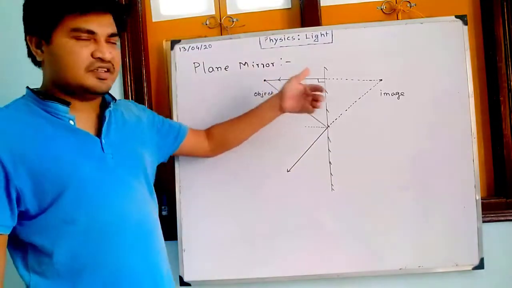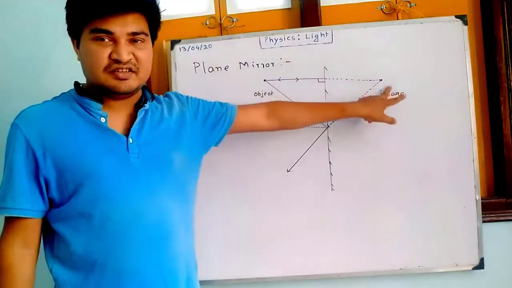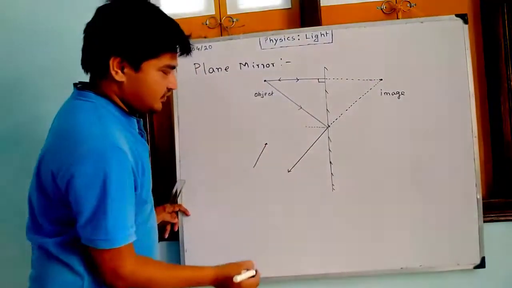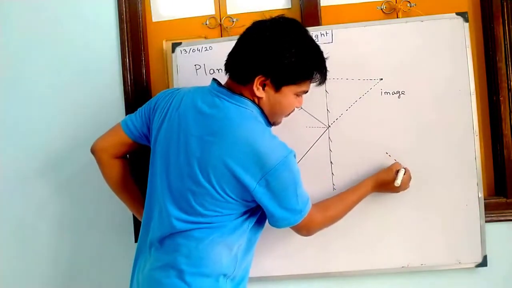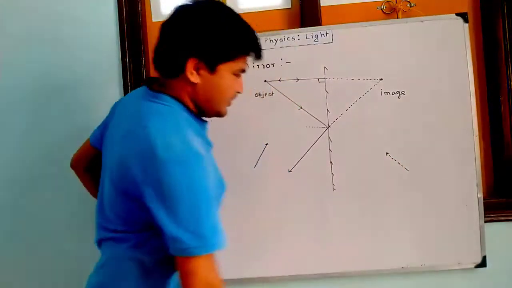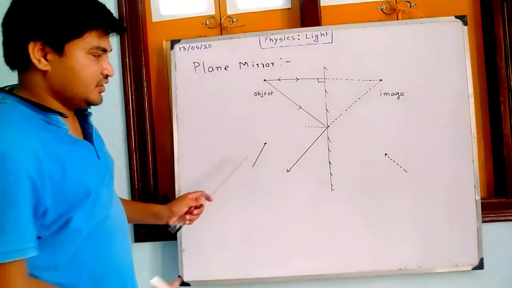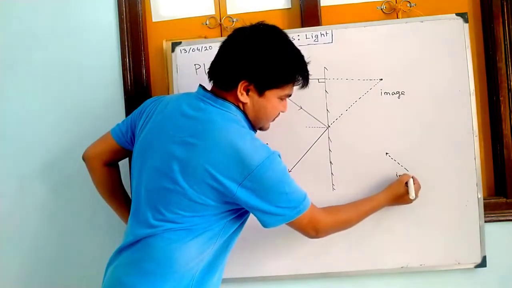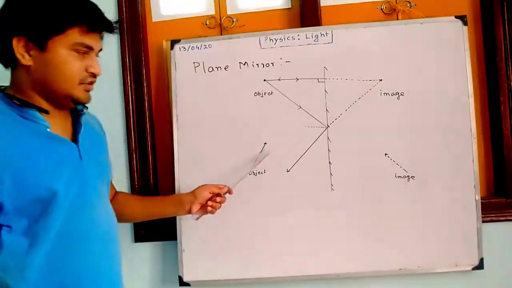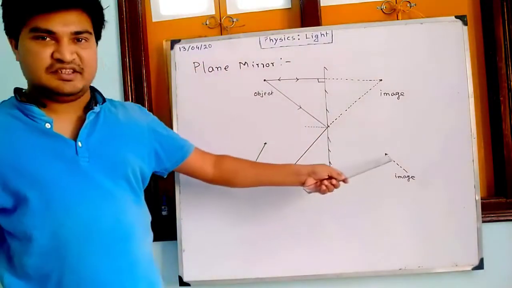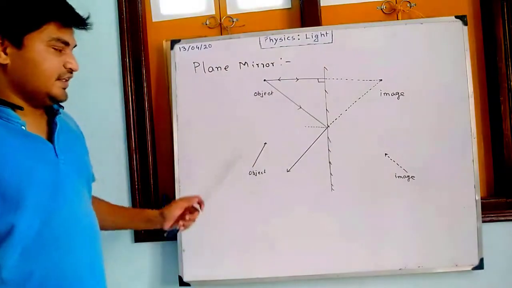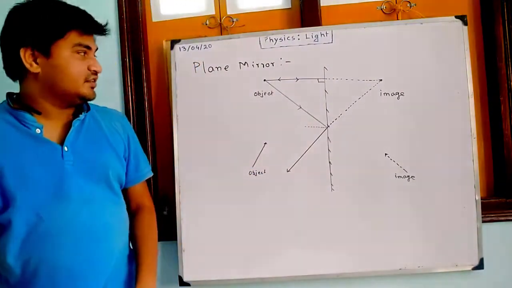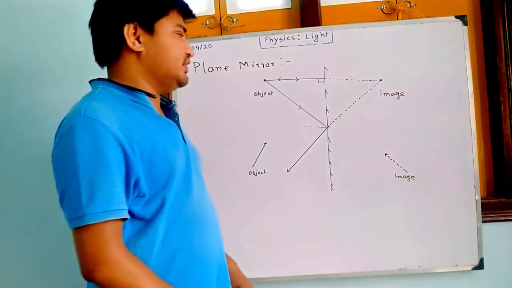For a point object, there is no sign of erectness. That's why if we take a large object like this, we can see this type of image will be formed. So this is the object and this is the image. This is erect, it is in the upward direction, the image is also in the upward direction, and this is the ray, and it is virtual. So next, the properties of images formed by the plane mirror.